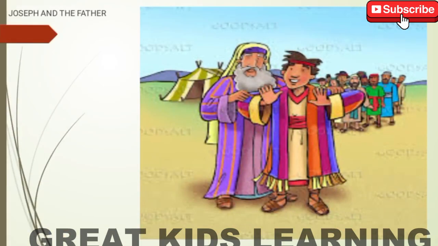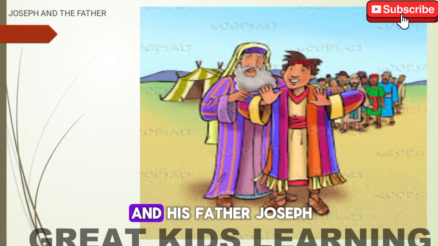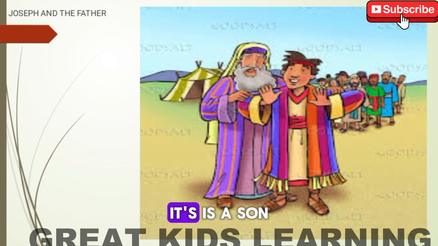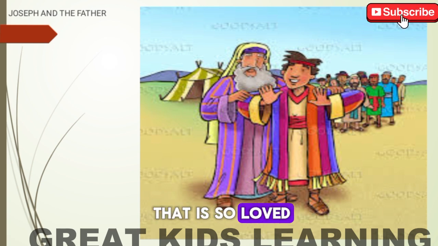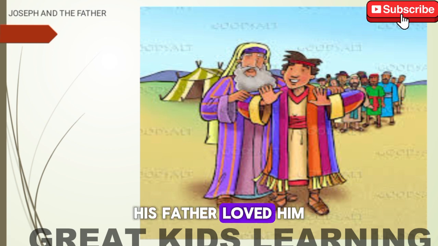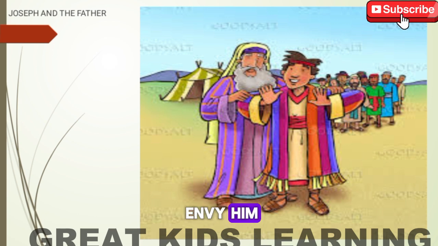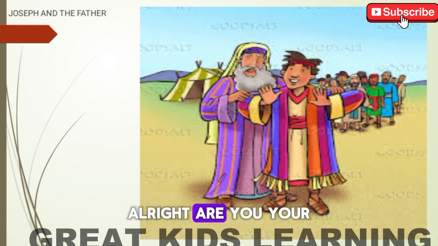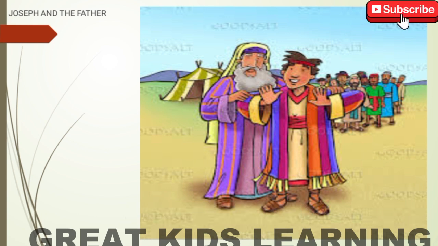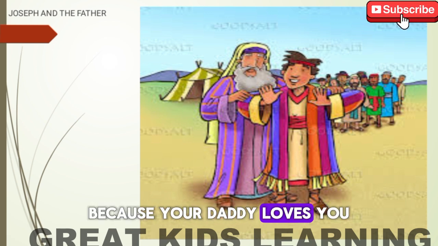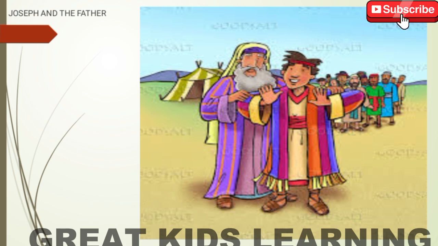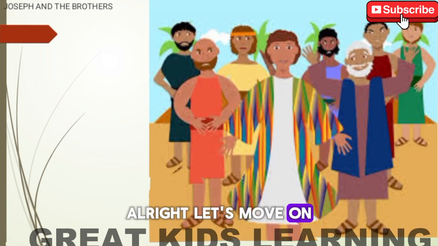All right. Now, this is Joseph and his father. Joseph is a son that is so loved by his father. His father loved him so much to the point that his brothers began to envy him. All right. Are you your daddy's favorite? Do you think your siblings envy you because your daddy loves you? Are you Joseph? All right, let's move on.